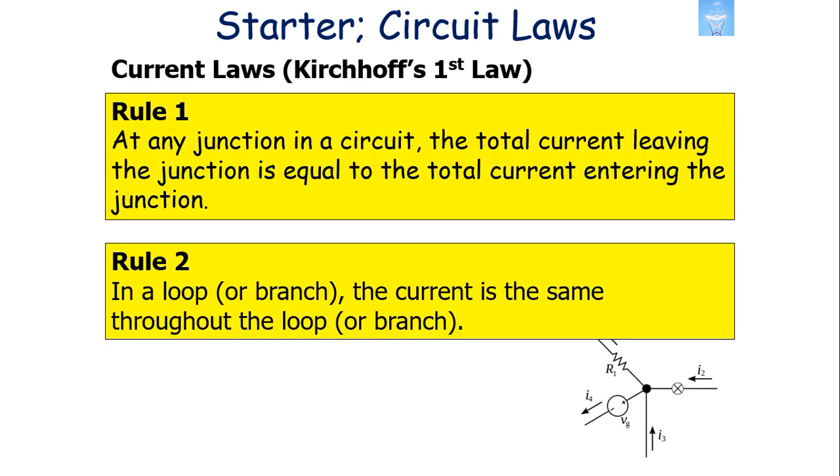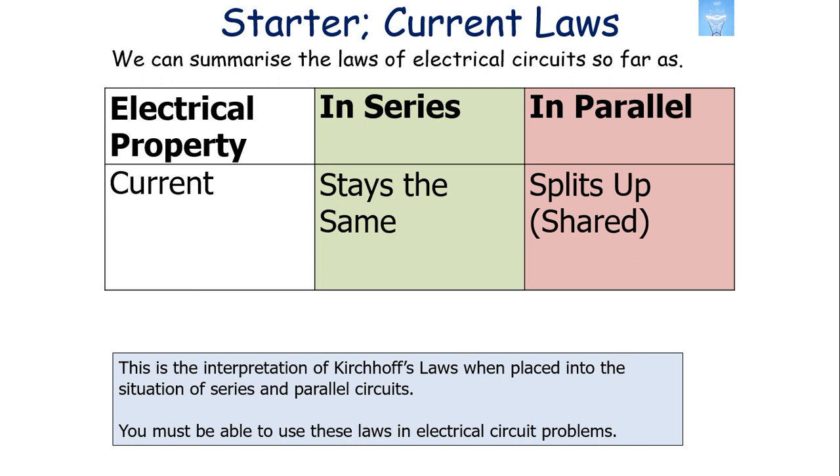Just to clarify, the current laws for electrical circuits are that in any junction in the circuit, the total current leaving the junction is equal to the total current entering the junction, and that in a single loop or a single branch, the current is the same throughout that loop or branch. So we can summarize our laws for current for series and for parallel circuits. What we're going to do is interpret Kirchhoff's laws in the situation of series and parallel circuits. In a series circuit, current will stay the same, but in a parallel circuit, the current is shared between the different paths of the parallel circuit.